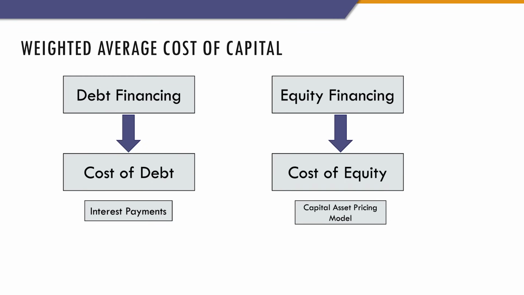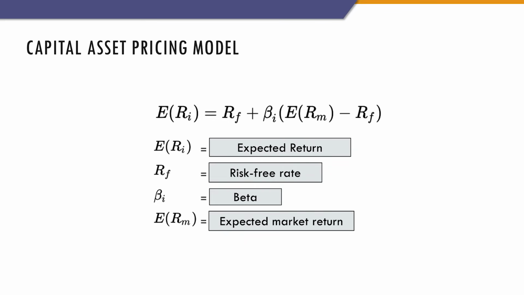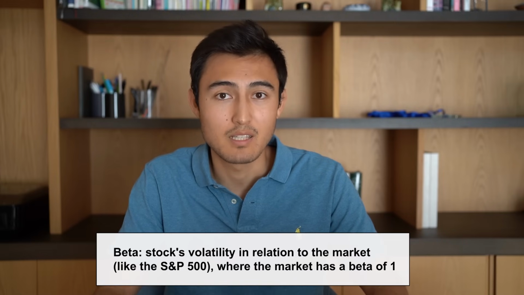It's usually calculated using the CAPM formula, which stands for the Capital Asset Pricing Model. And here's the formula for that, where you have the risk-free rate, which is typically the 10-year US Treasury, as it's regarded as the safest thing out there. Then you have the beta, which is a measure of how volatile your stock is relative to the market.